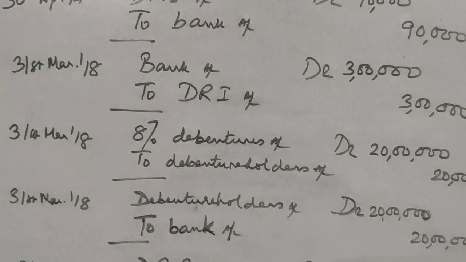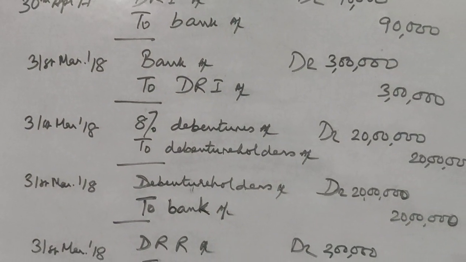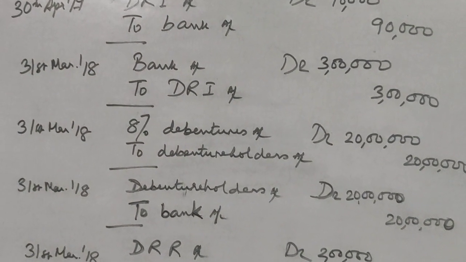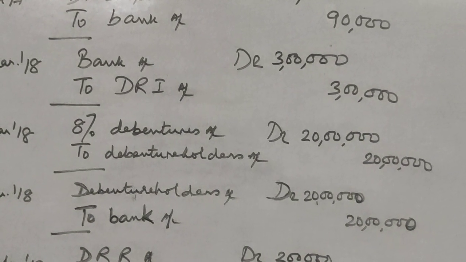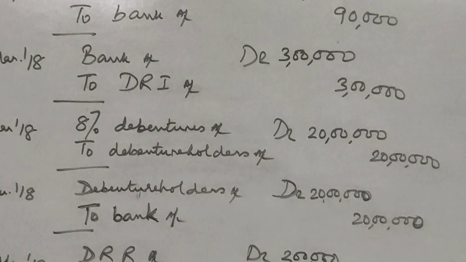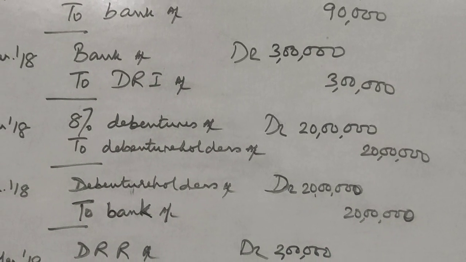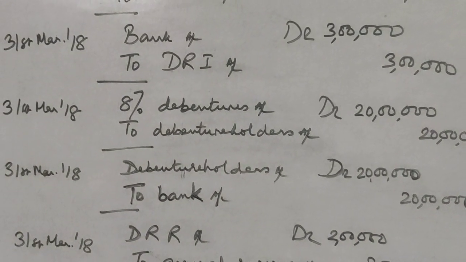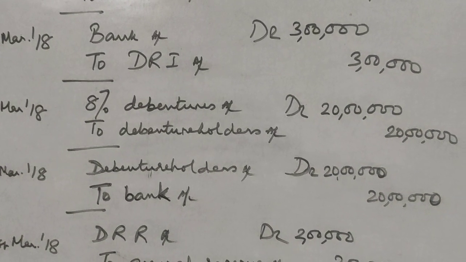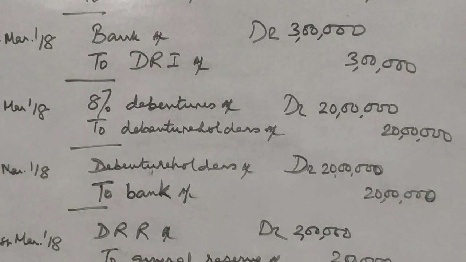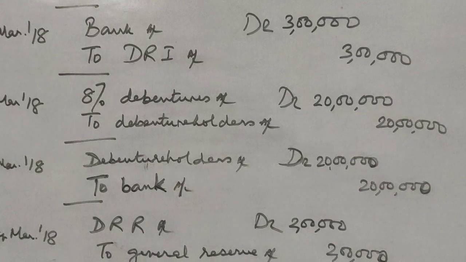Then we will pass the entry for the redemption of the debentures. On 31st March 2018, 8% debentures account debit 20 lakh to debenture holders account 20 lakh. Okay, and then next entry same date, debenture holders account debit 20 lakh to bank account. We pay off the debenture holders.